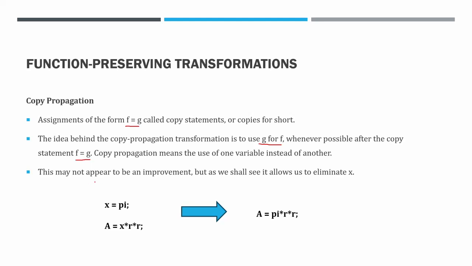So this may not appear to be an improvement, but we shall see it as a way to eliminate x. For example, here x equal to pi, and then in this expression a equal to x star r star r. So what is the need for this? This is not needed and it is not meaningful also. So this is what we call the copy propagation. Instead of pi we are using x, but directly we can write it as a is equal to pi star r star r.